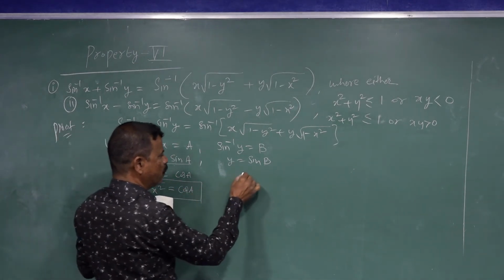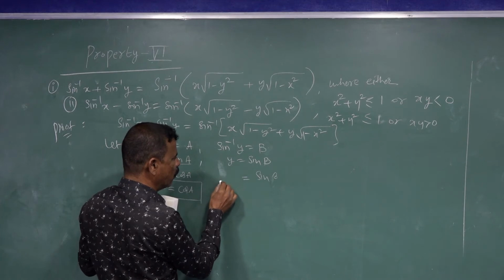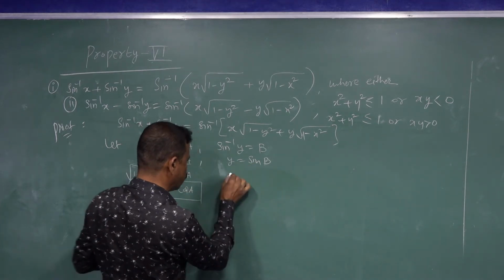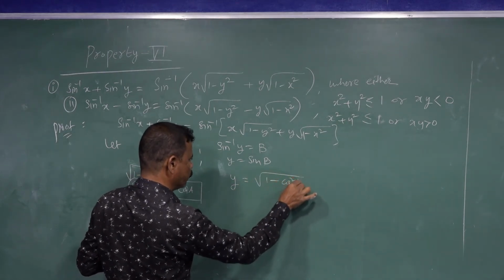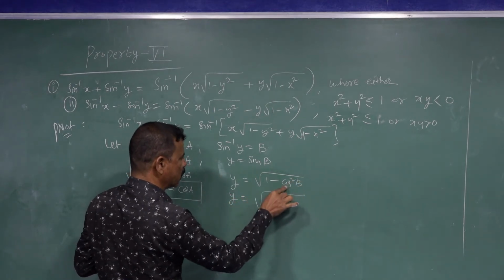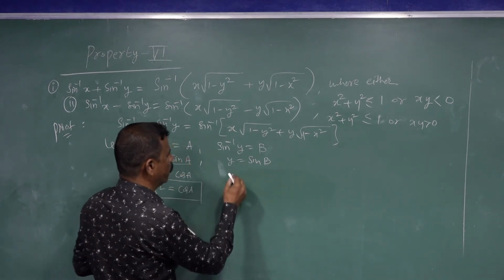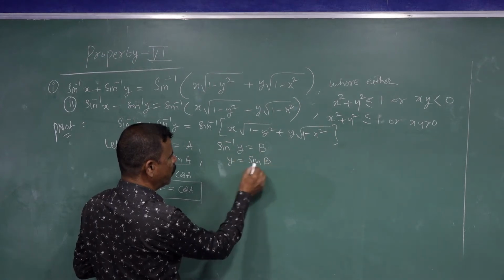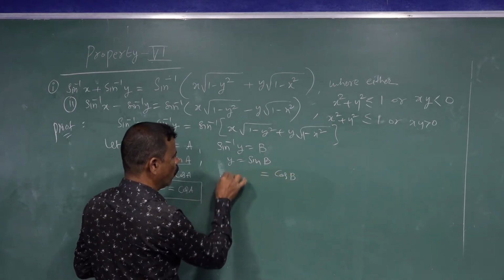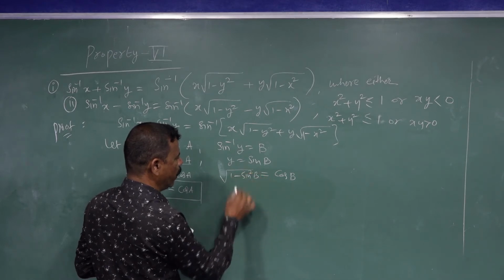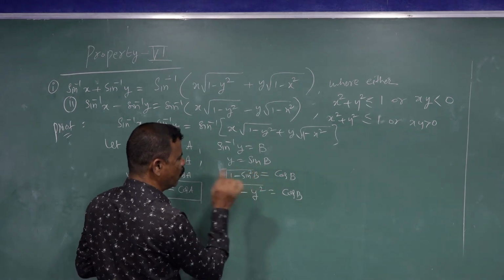Similarly, sin inverse y is equal to B, so y is equal to sin B, then cos B is equal to the square root of 1 minus sin square B. So cos B is equal to the square root of 1 minus y square.